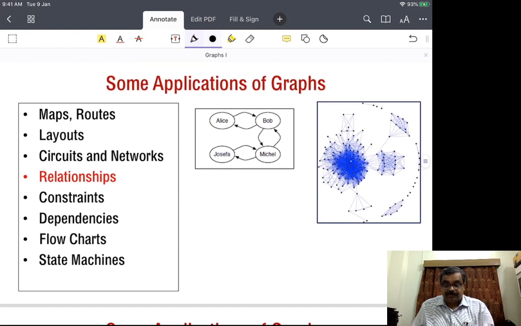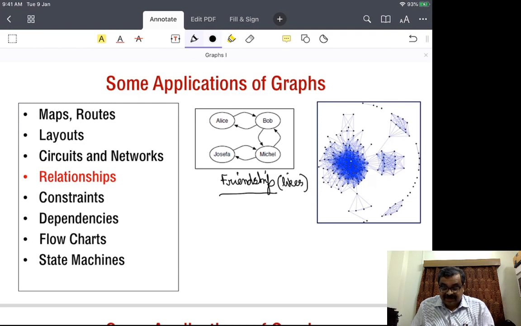One of the most important areas today in graphs is to maintain relationships. As we have seen, the connection between 2 nodes is just a relationship, and therefore these relationships are modeled by edges. Here is a friendship relationship, let us say, between Alice, Josepha, Michael, and Bob. And this relationship, let us say, is a likes relationship.